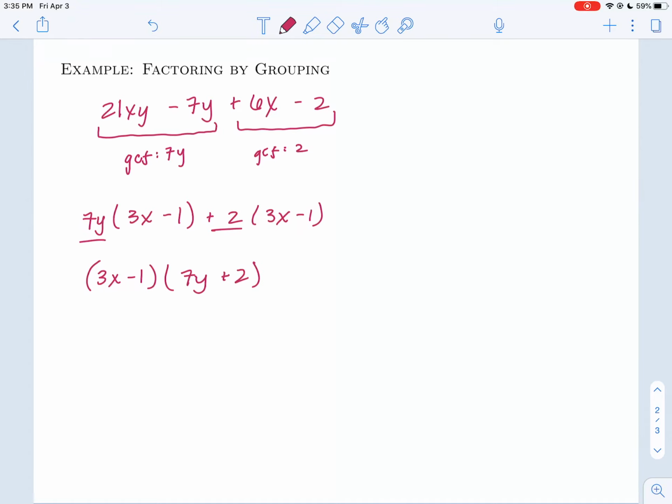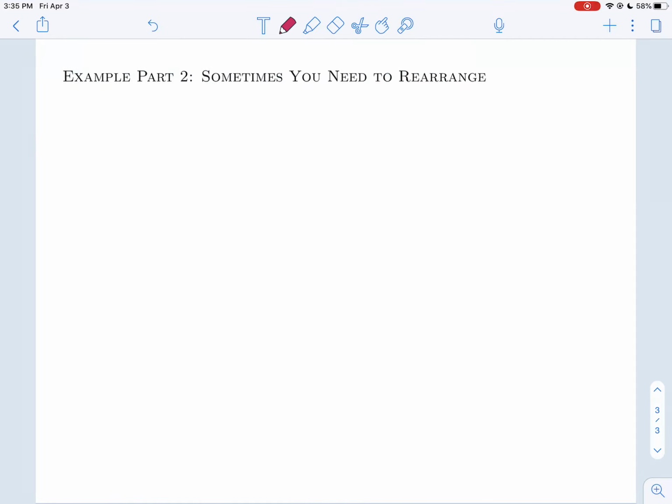And that's going to be the factored form of this polynomial, right? I now have actually gotten down to 2 nice linear terms. All right, let's go ahead and run through one more example. There's something a little bit tricky that can sometimes come up with this factoring by grouping.